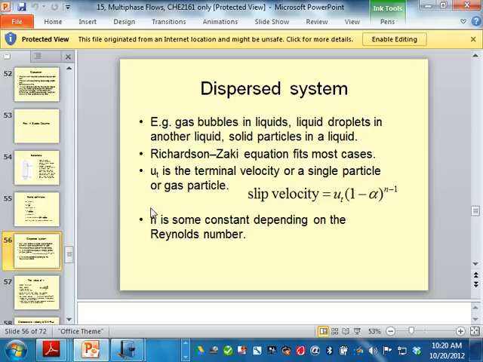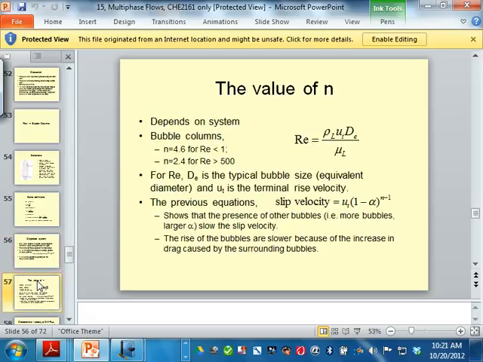Is that okay? So n is some constant depending on the Reynolds number and so on. In most problems they'll tell you what n is. Typical values of n: for very small Reynolds number, n is very large. For larger Reynolds number, n is normally around 2.4. Again, this is based on experimental observation.